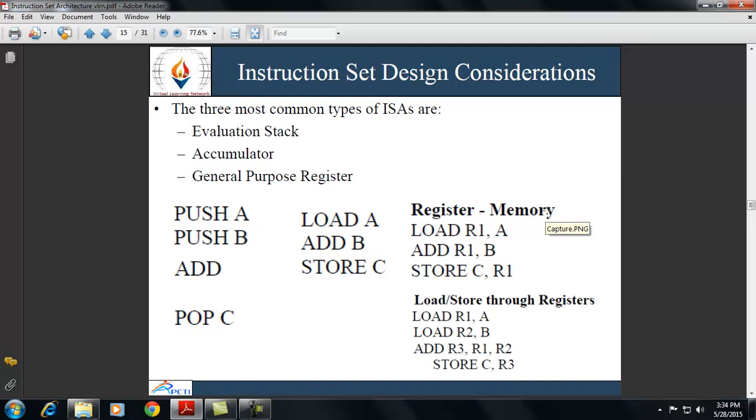memory references. On an accumulator machine, we can execute it by load A, that is load memory location A into accumulator, then add B to the accumulator and store value into the memory location C.